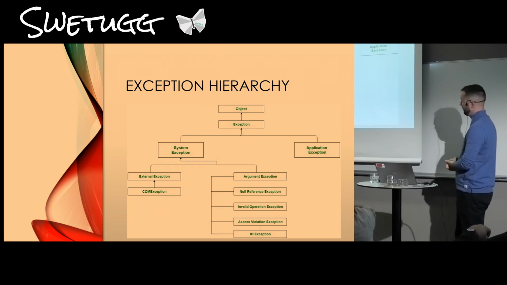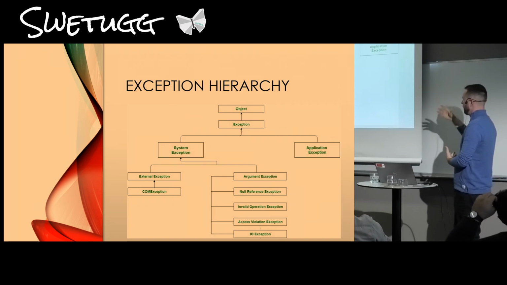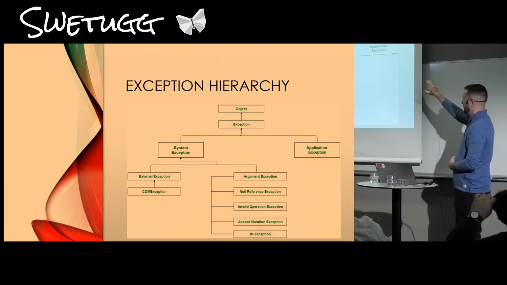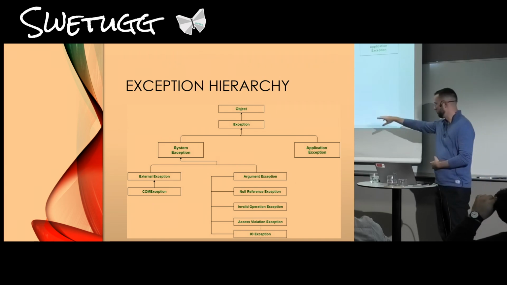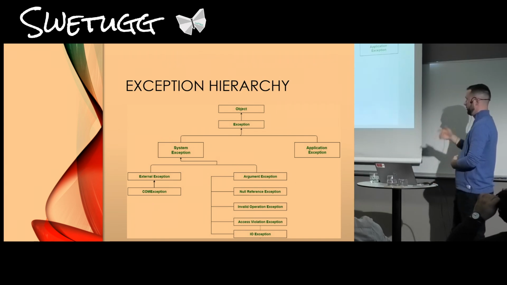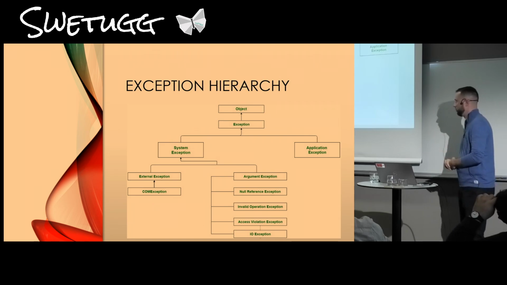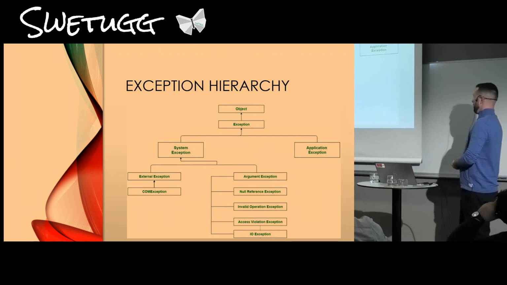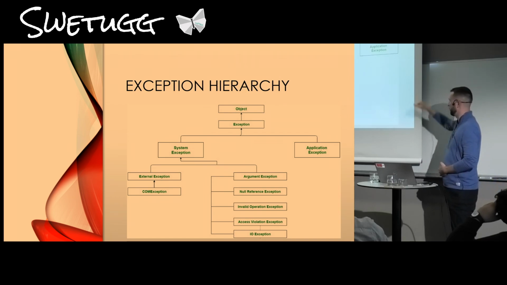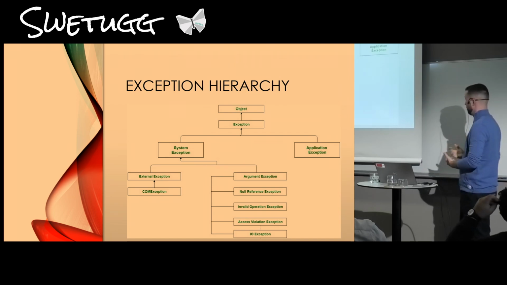So every exception inherits from object, and then there are, let's say, two big subclasses. The first one is system exception, and the second is the application exception. Here are all the common exceptions that you know. For example, the null reference exception, argument exception, invalid operation exception, and so on. And always when you do your own exceptions, you should inherit from the application exception most of the time.